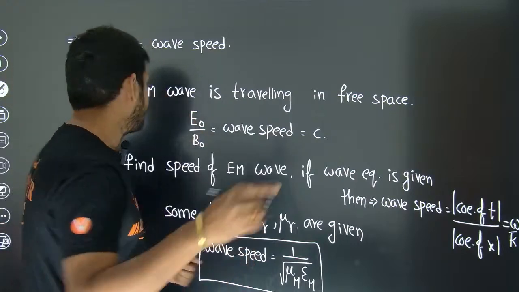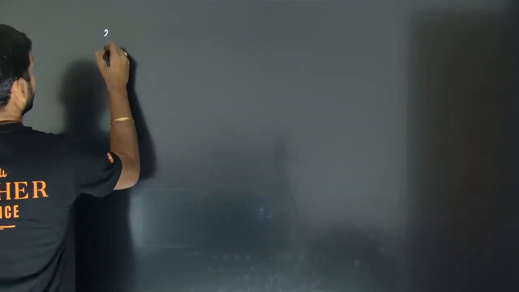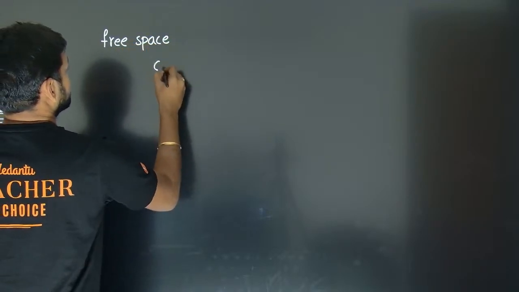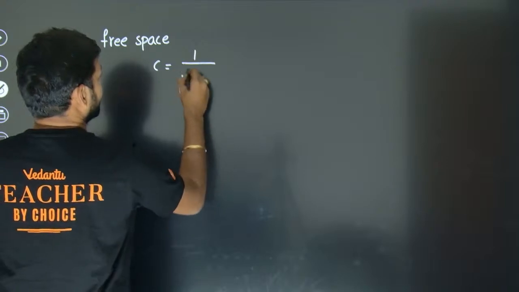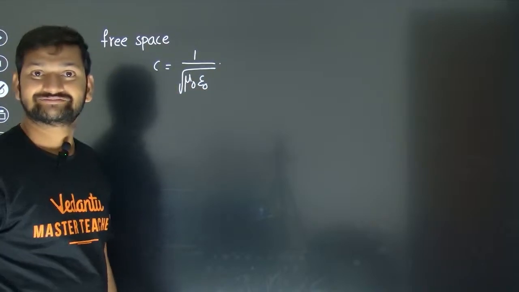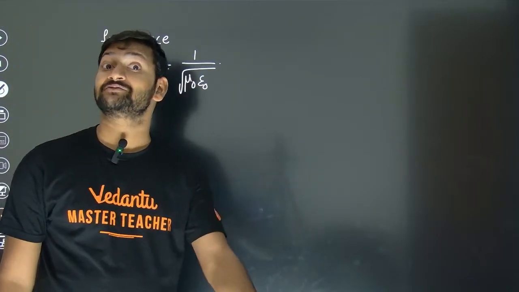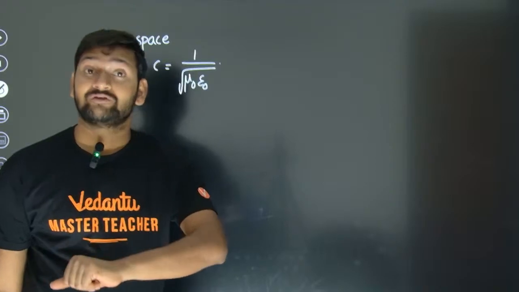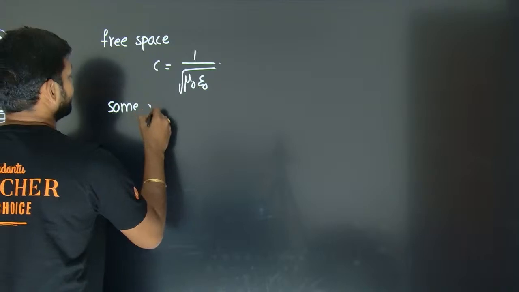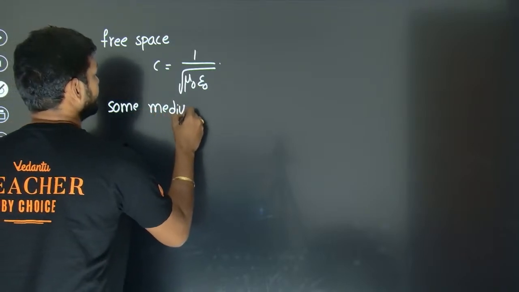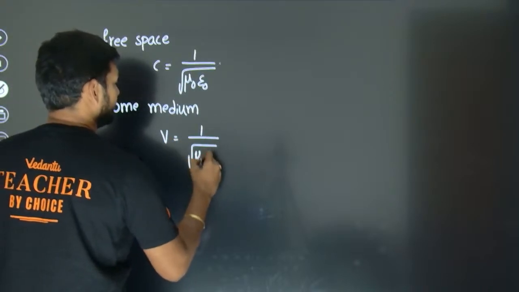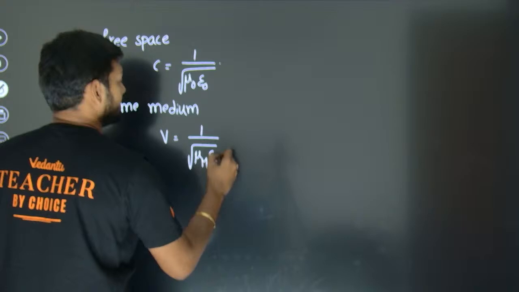Yes, we can convert it. In free space, the wave speed is going to be 1 by under root of mu naught epsilon naught. Mu naught is the permeability of free space, epsilon naught is the permittivity of free space. Now, if you want it in some medium, then V is going to be what? 1 by under root of mu m epsilon m.